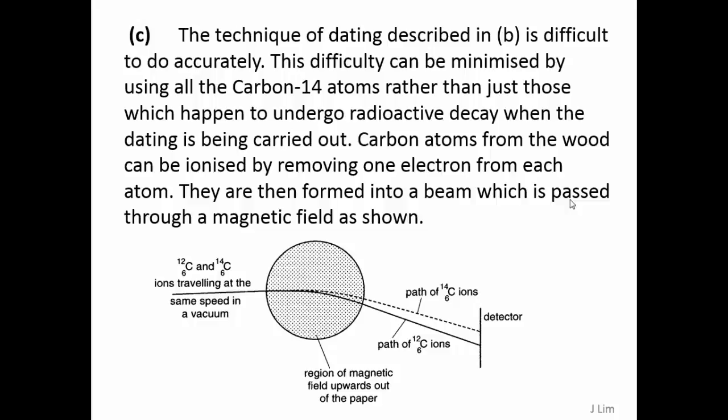The technique of dating described in B is difficult to do accurately. This difficulty can be minimized by using all the carbon-14 atoms rather than just those which happen to undergo radioactive decay when dating is being carried out.